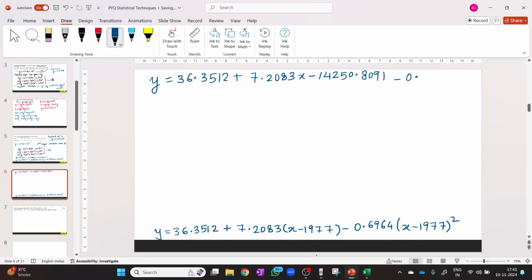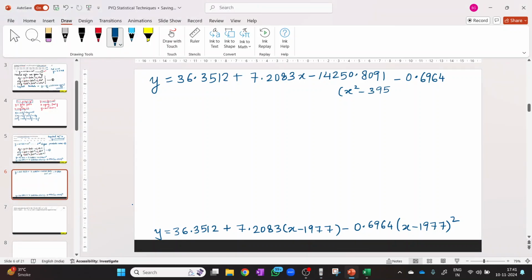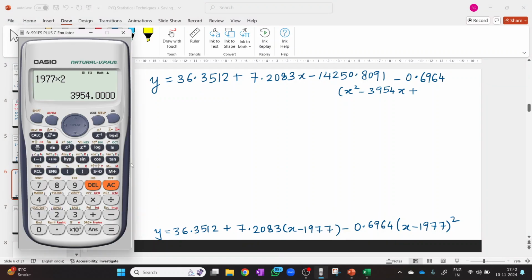Minus 0.6964 into, now the whole square, okay? So x square minus 2 times 1977. So 1977 into 2, 3954, plus 1977 square. So can you see? Squares were so big, 3908529.